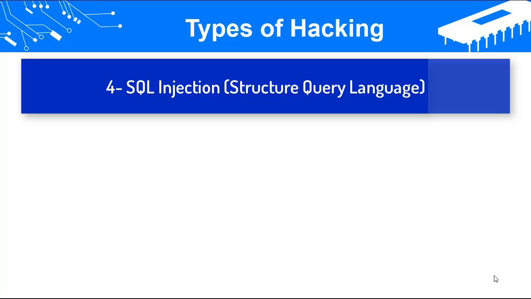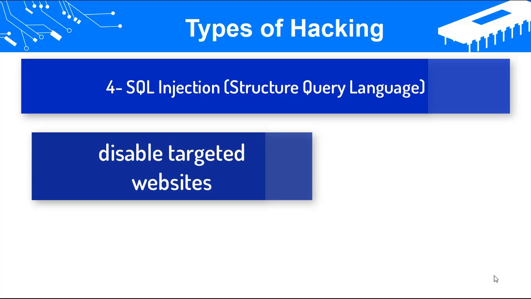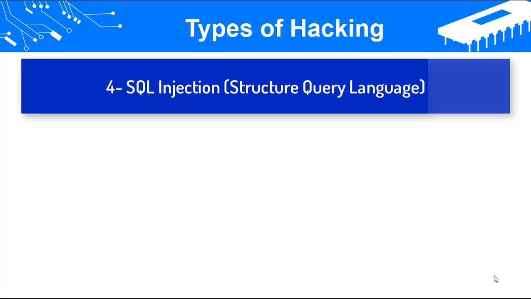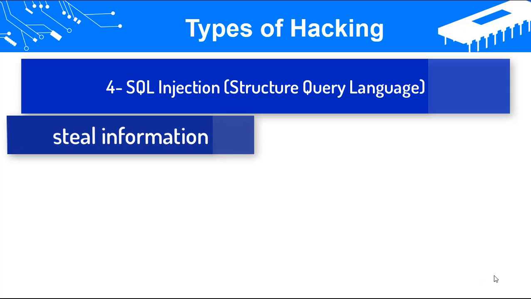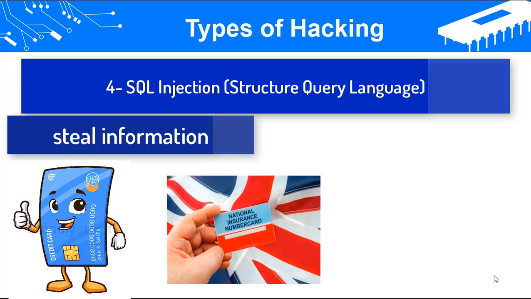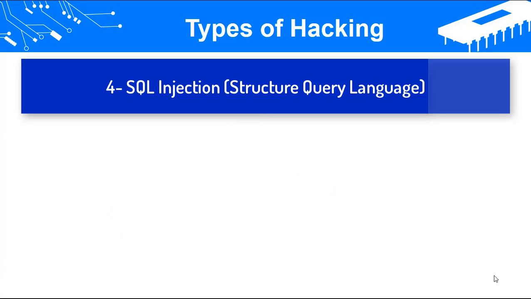Such attacks can be used to corrupt or disable targeted websites or spread viruses and other malware. They may also be designed to steal information such as credit card numbers, national insurance numbers, passwords, or other personal or sensitive data. So, SQL injection is one of the most dangerous and well-known security threats on the internet.